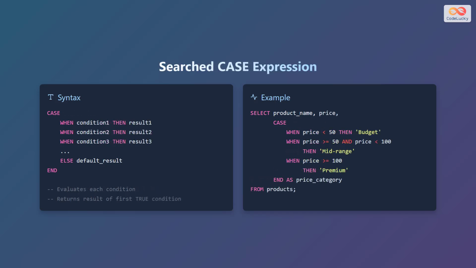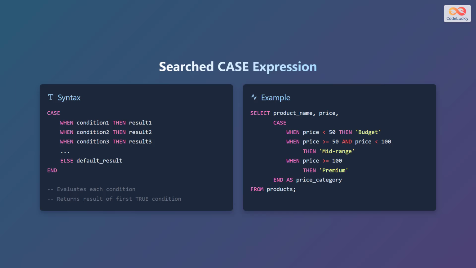Here is the syntax for a searched CASE expression. CASE WHEN condition1 THEN result1, WHEN condition2 THEN result2, WHEN condition3 THEN result3, and so on. ELSE default_result. END. This evaluates each condition and returns the result of the first true condition.